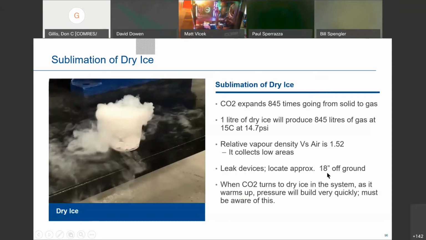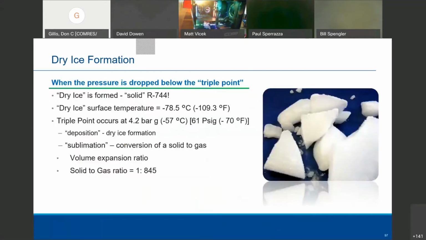So the moral of the story is we will have our alarms at around 18 inches or lower off the ground. We talk about CO2 being non-toxic and non-flammable, but like anything, at so many parts per million, it can asphyxiate you. So in certain areas, you will have to have ventilation. Dry ice is formed by a solid, and 744 is the refrigerant name for it. The deposition is dry ice formation. Sublimation, again, is conversion of solid to a gas. And again, it is a ratio of 1 to 845.